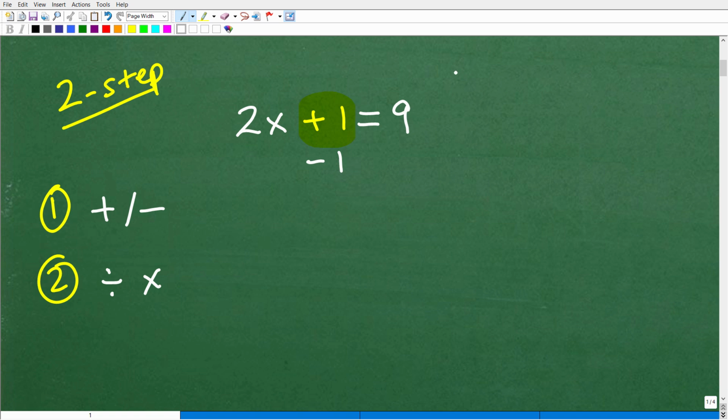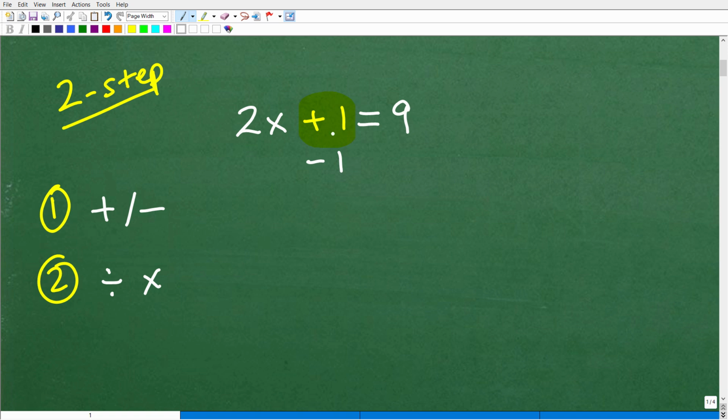You don't want to do it this way, or I'll just show you 2x plus 1 minus 1 is equal to 9 minus 1. You'll see this taught sometimes. That's okay with real basic equations, but when you start doing more sophisticated equations, you can't work horizontally. You'll want to work vertically. Okay, so here's the deal.